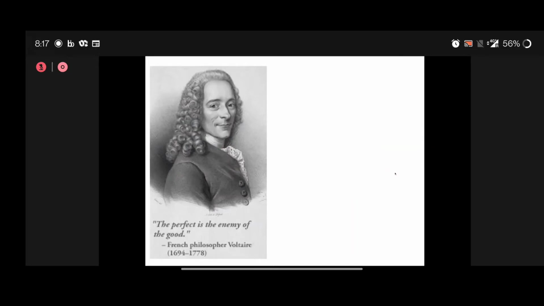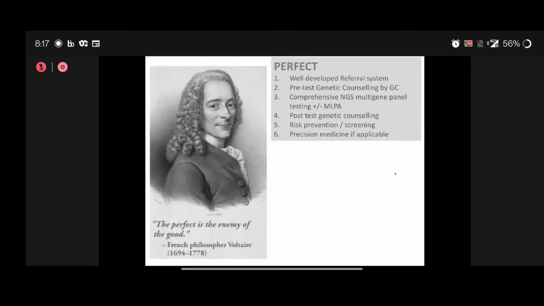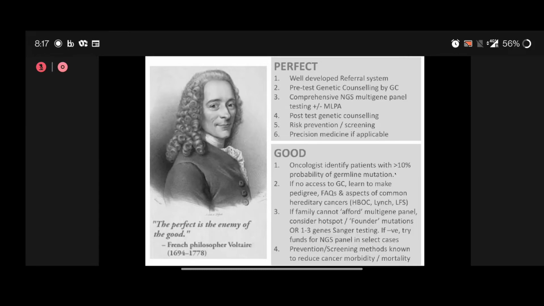So what Voltaire said, the perfect is the enemy of good. So perfect is a well-developed referral system, pre-test genetic counseling by a genetic counselor, comprehensive NGS multi-gene panel testing with MLPA, post-test genetic counseling, then risk prevention screening, precision medicine is applicable. So this is what should happen. But many people, because they're so scared of what could happen if you don't do this, they don't start the service. But you have to start.